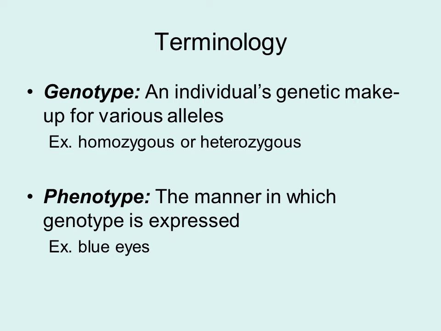The phenotype, think physical, is what you physically see. What color eyes? Do they have straight hair? Can they roll their tongue? It's what is being expressed. So it's what's being seen. So think phenotype, physical, genotype, gene.